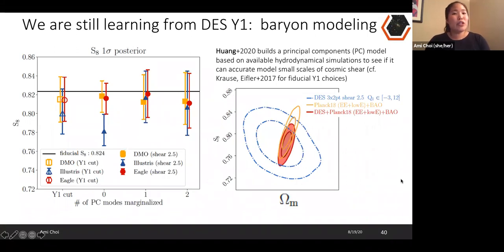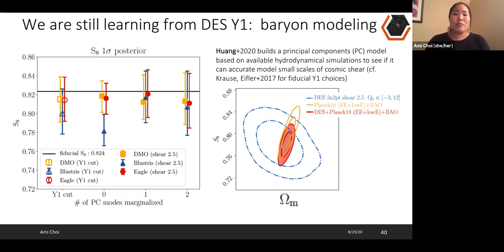There's another area in which we're still learning from DES Y1, and that's in the theory modeling of the nonlinear parts of the matter power spectrum, and specifically how baryons are affecting the matter power spectrum. And there's a paper by Hongjin Huang that builds a principal components model based on hydrosims to see if this model can accurately model the small scales of cosmic shear, which for the fiducial Y1 cosmology were simply thrown out of the analysis because we didn't think we could model them very well.